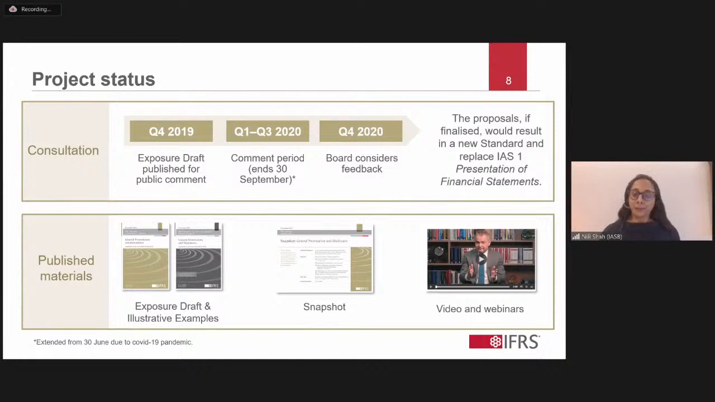The board will consider all of the feedback from this outreach, from the comment letters, from the field work that is being performed, as well as other evidence that it has obtained throughout this period. It will consider that information, redeliberate the proposals, and then if these proposals are finalized, they will be issued in a new IFRS standard on general presentation and disclosures, which, as the previous speakers had mentioned, will replace IAS 1.